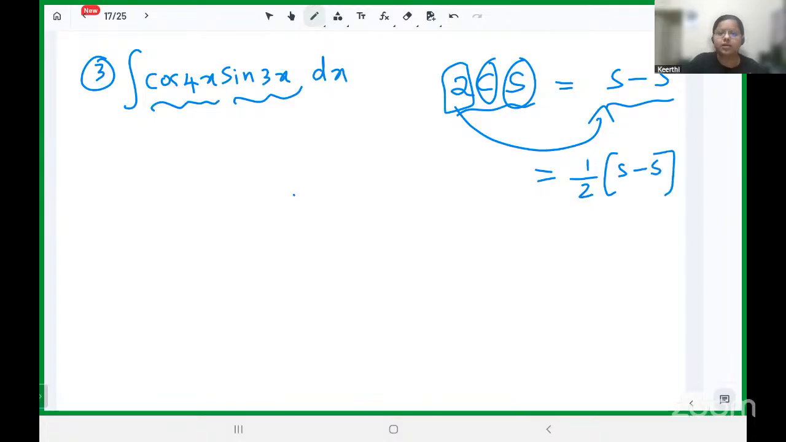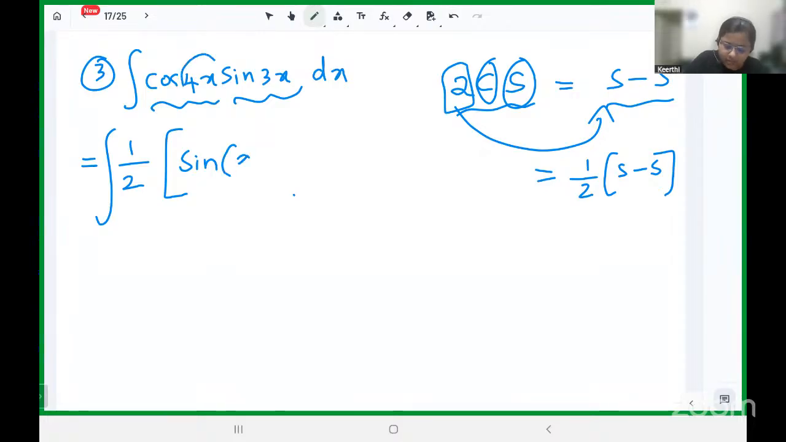So what will be the trigonometric identity that I am going to use here? This is equal to integral 1 by 2 into sine of x plus y. Here in the place of x it is 4x. And what is y? This is x and this is y.